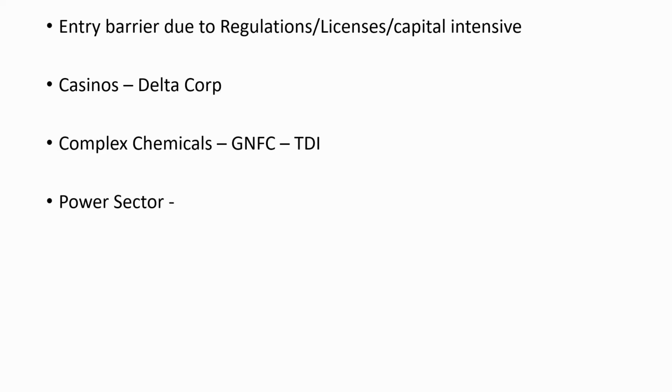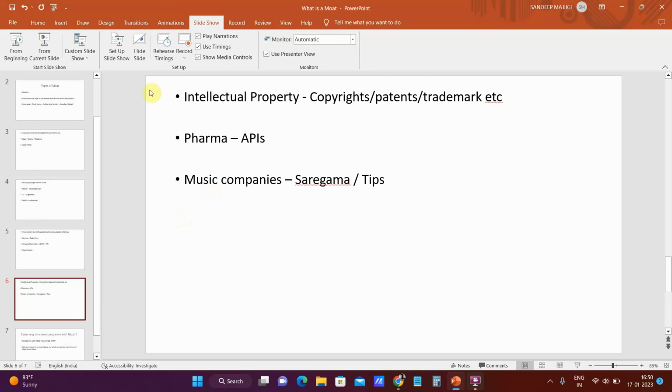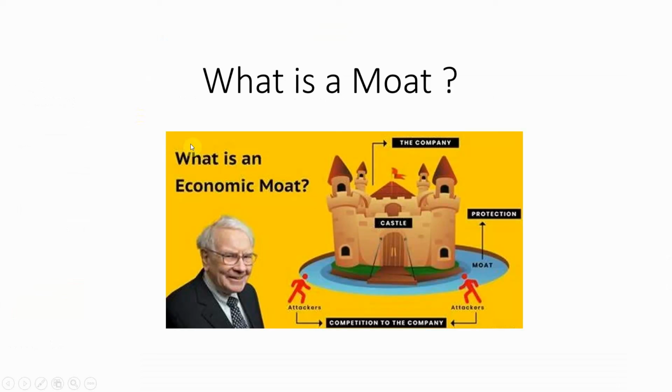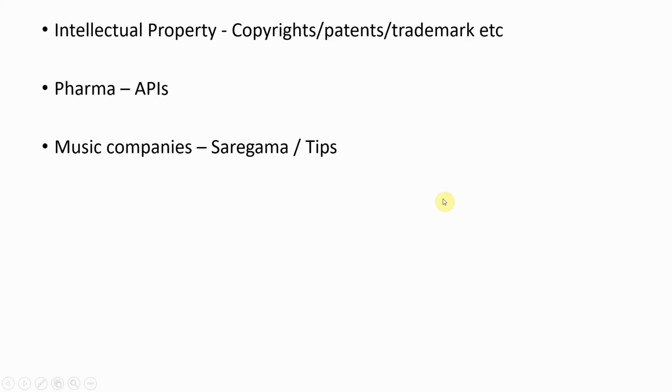If you want to be a telecom operator, you need huge capital, although Reliance was able to do it with Jio because they have huge cash flows from the oil business, the petroleum business, right? So this is about the barrier to entry, and the last one is intellectual properties. Copyrights, patents, trademarks. So pharma, these API companies, right?